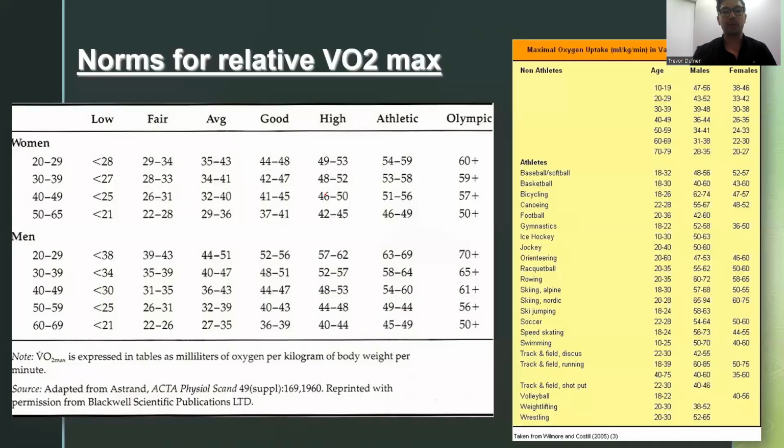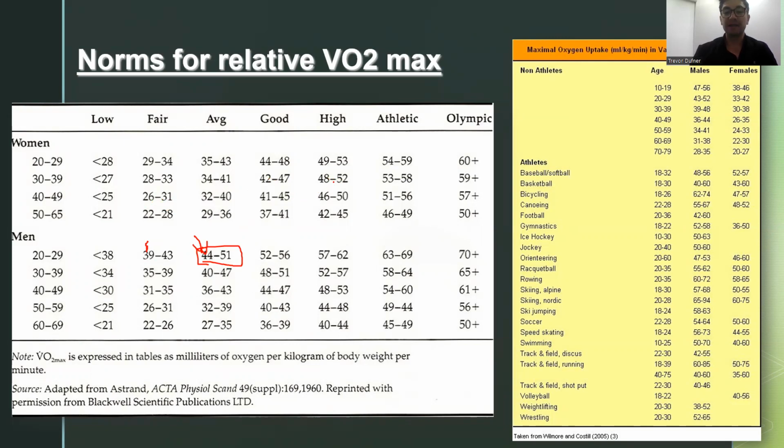Here are just some norms for relative VO2 max. We see here an average VO2 max for somebody of our age is about 44 to 51. I think I myself am right on the bottom echelon of this, probably closer more to the fair. I'm not a very aerobically fit person versus I know my sister's a very aerobically fit person. She likes to run half marathons, so I remember the last time that she did hers, she was somewhere around 48 to 52, which is very, very high for a woman.